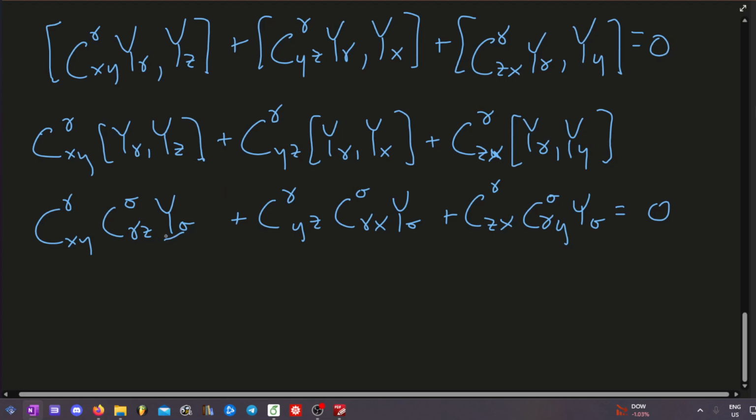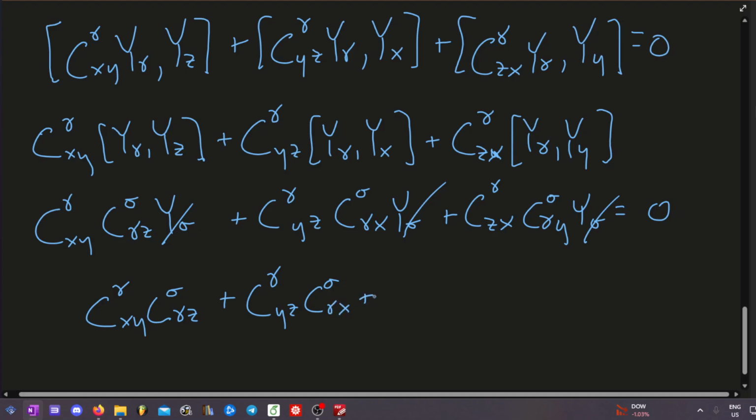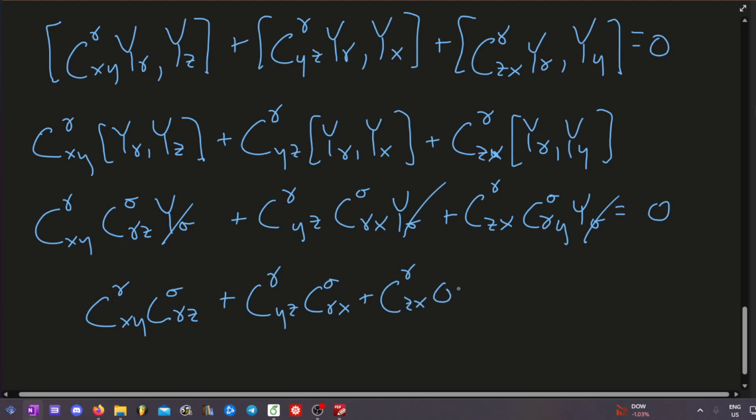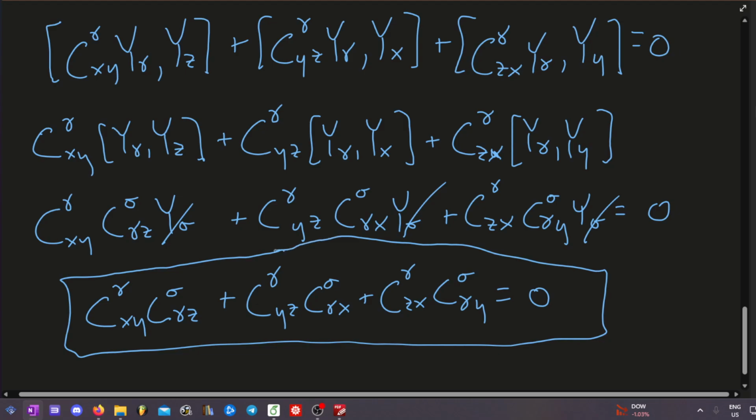Now since this equals 0, we can cancel out all of the y sigmas here. Then we get this relation with an implied sum over the C's. So this is C gamma xy, C sigma gamma z, or this sum over the gammas, plus C gamma yz, C sigma gamma x, plus C gamma zx, C sigma gamma y equals 0. And that is what we were expected to show, I'm pretty sure.